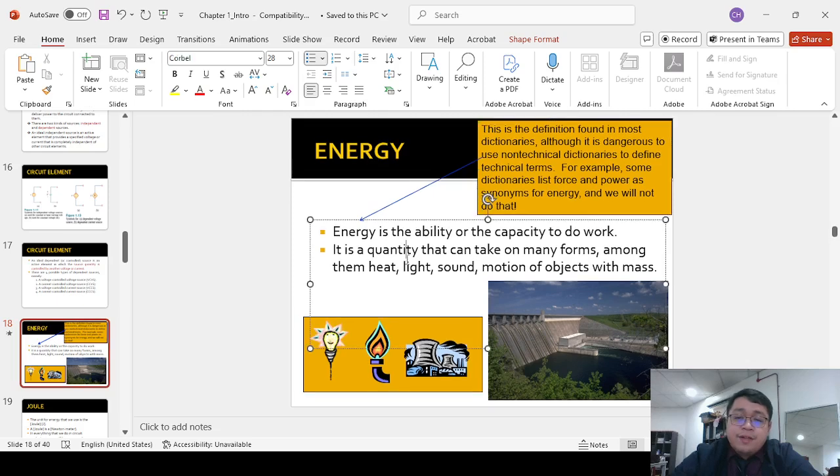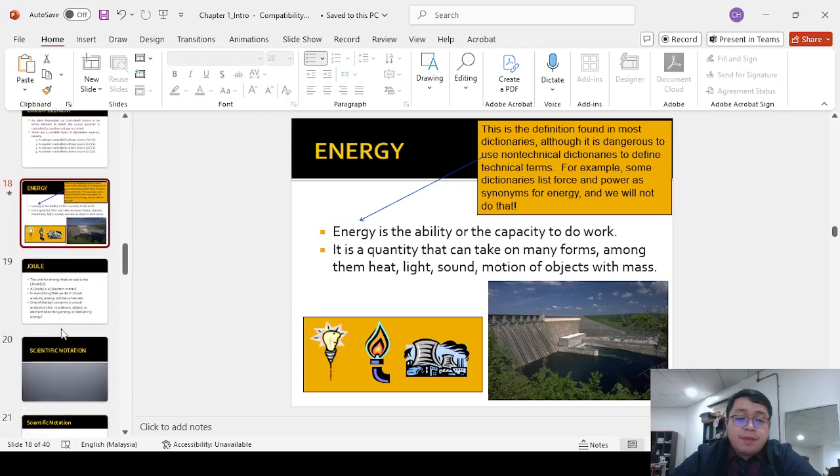So this is the definition found in most dictionaries, although it is dangerous to use non-technical dictionaries to define technical terms. For example, some dictionaries list force and power as synonyms for energy, but that is not acceptable in the electrical engineering context. Okay, so we will use this as the basic definition for energy.